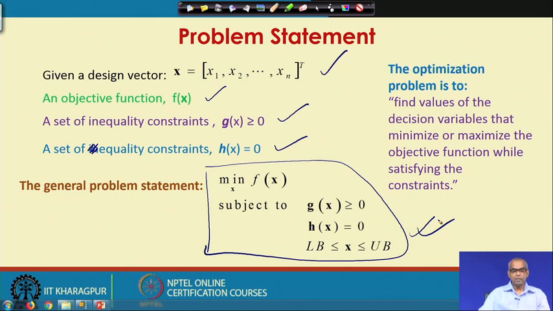So, you have the design vector or decision variable vector x, which may have n components x 1, x 2 up to x n. That means there are n decision variables to be found out optimally. You have an objective function f x. So, the objective function is a function of the decision variable x. You have a set of inequality constraints g x greater or equal to 0. You have a set of equality constraints h x equal to 0. Then the optimization problem statement is minimization f x subject to g x greater or equal to 0, h x equal to 0, and x is bounded between lower bound and upper bound.